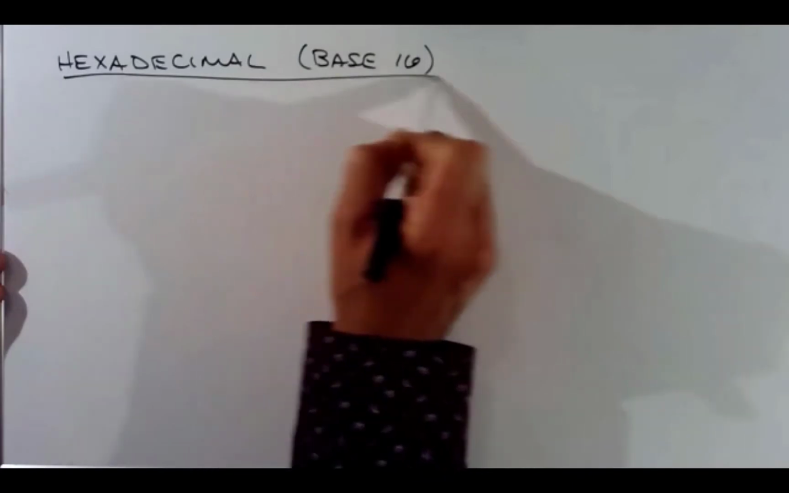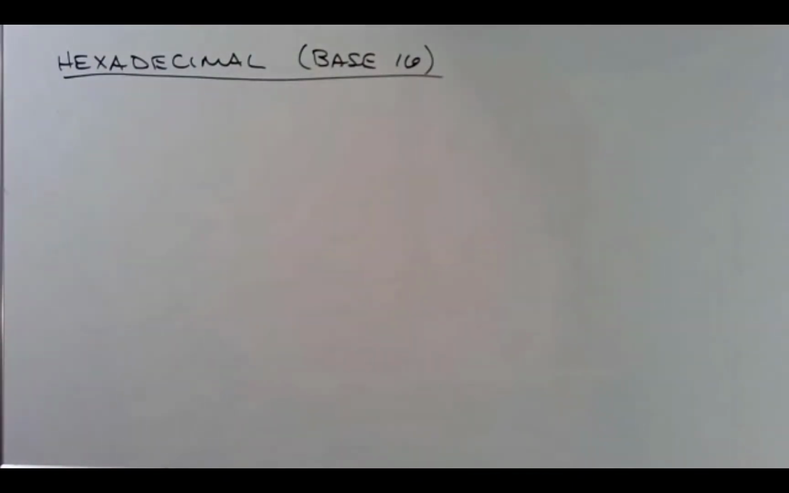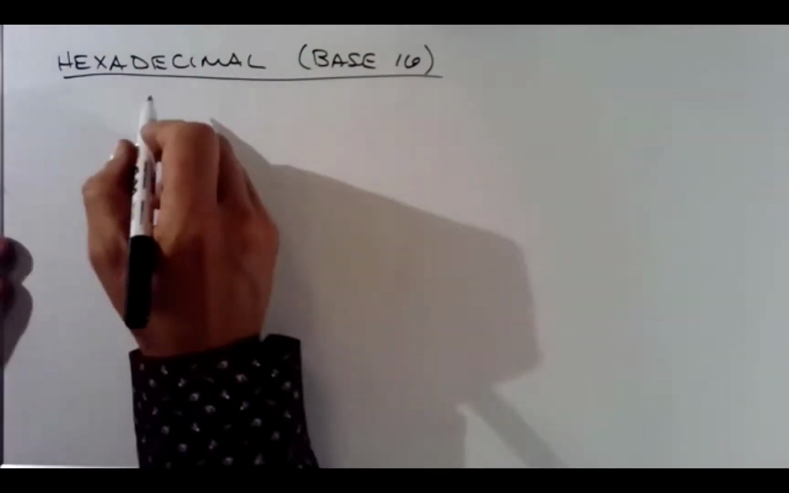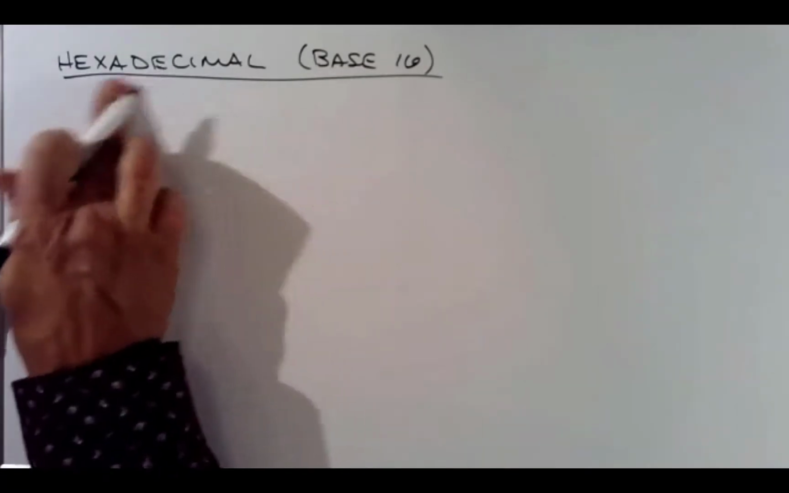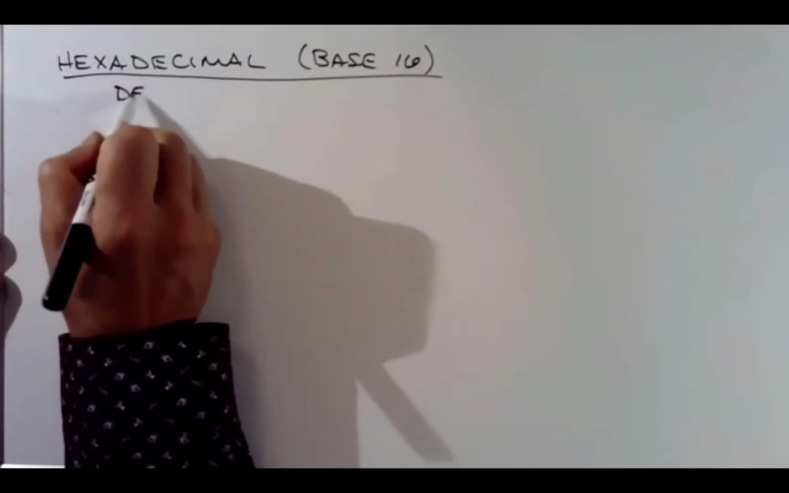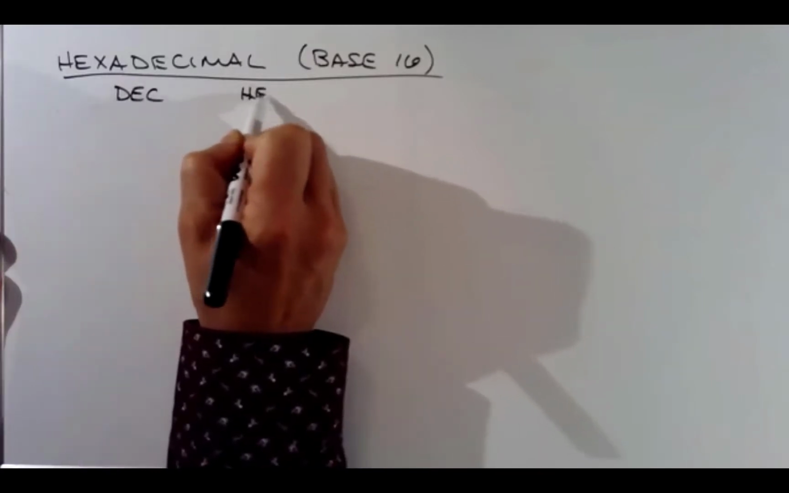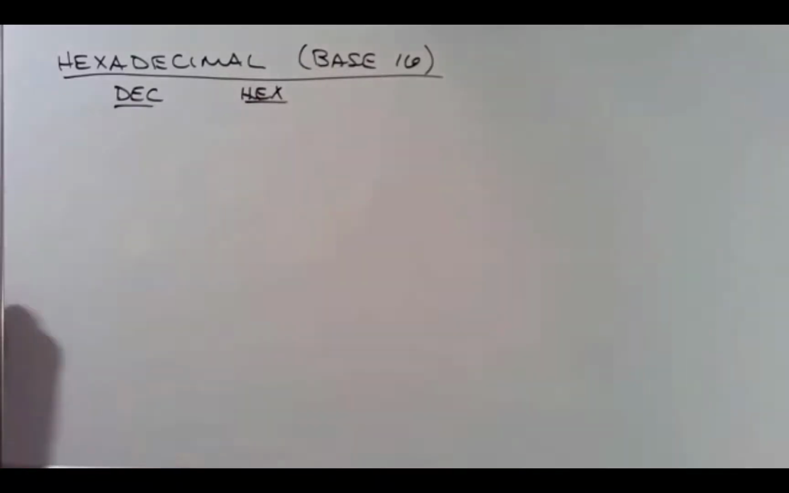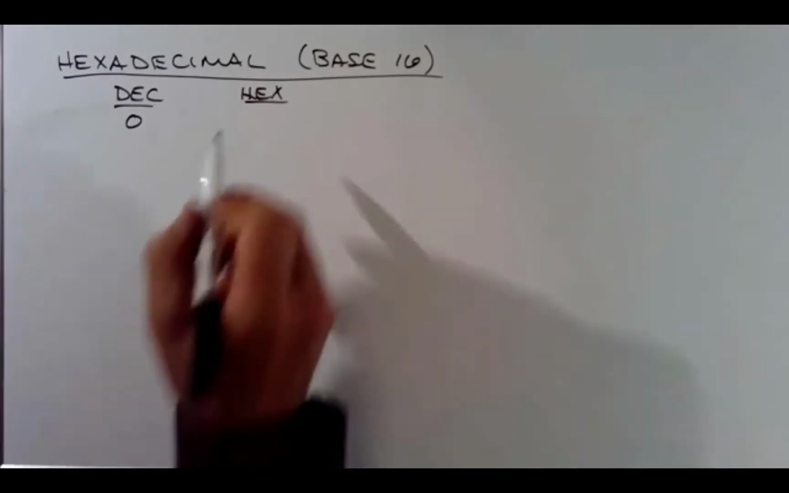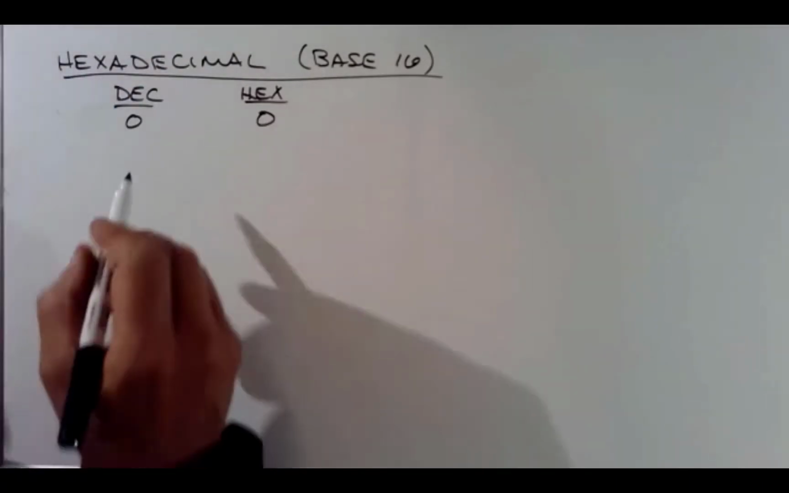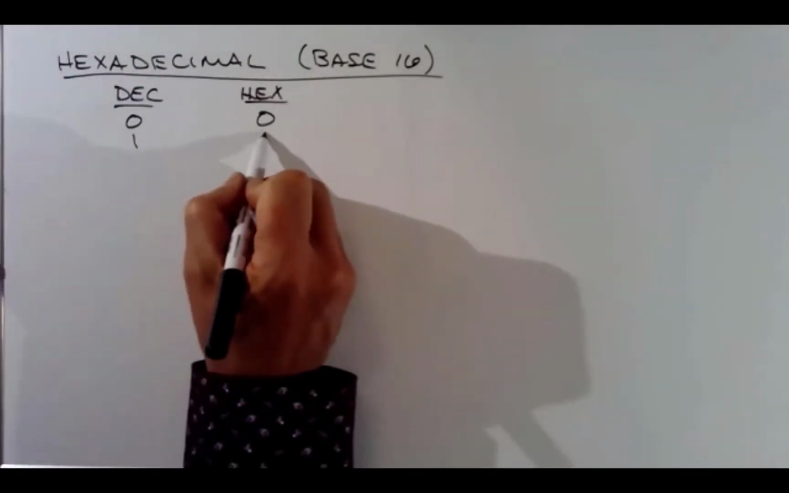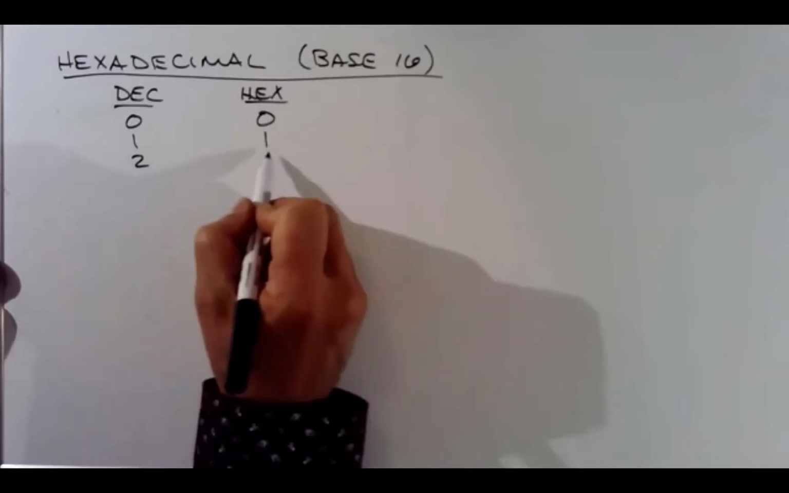And the way I like to describe this is actually just to start counting. Start counting in decimal, start counting in hex. So if we do a table where this is decimal and this is hex, short for hexadecimal, we can just start counting. We could say, okay, decimal 0. What is hex for decimal 0? It's 0. Decimal 1 is hex 1. Decimal 2 is hex 2.